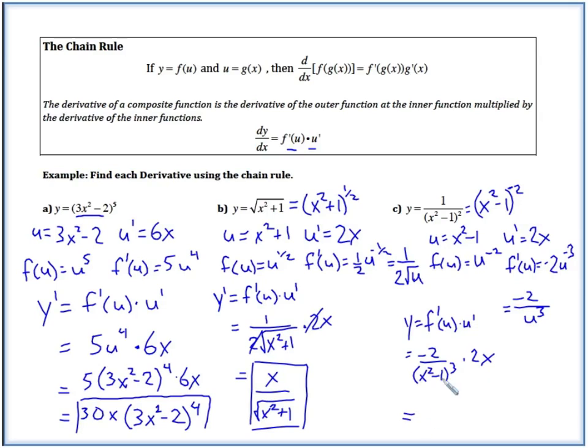And then we'll simplify here. So negative 2 times 2x is negative 4x. And this is all over x squared minus 1 cubed. Alright, so that is the basic process of using the chain rule. Let's move on.